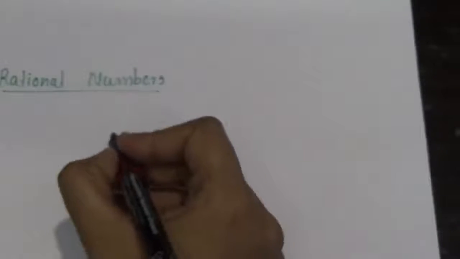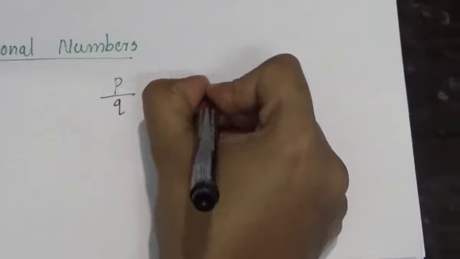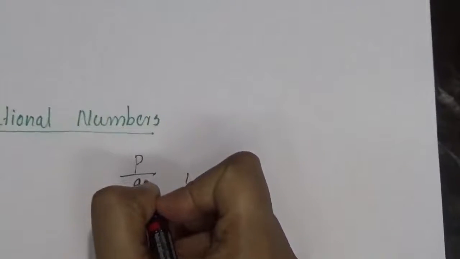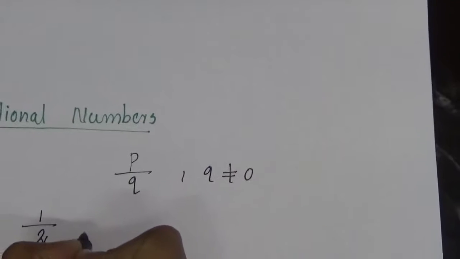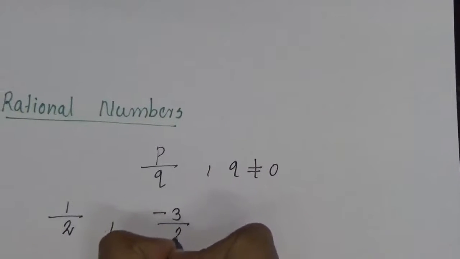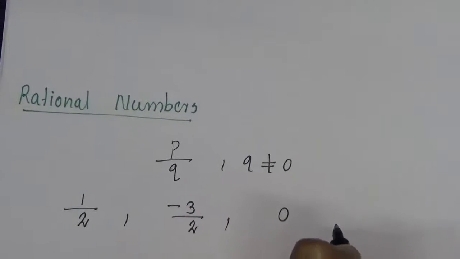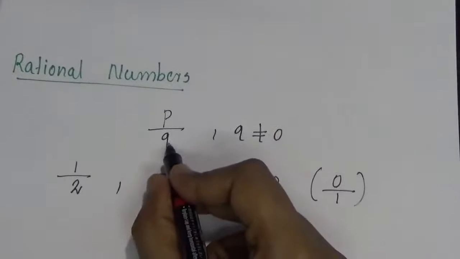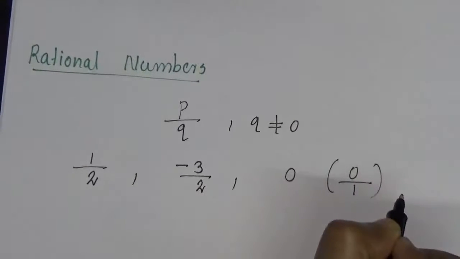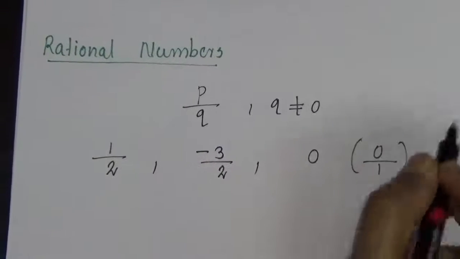Rational numbers. A number which can be put in the form p by q, where q is not equal to 0 and p and q are integers, is called a rational number. For example, 1 by 2 is a rational number. Minus 3 by 2 is a rational number. And 0 is a rational number because 0 can be written as 0 by 1. The only condition is that the denominator should not be equal to 0.